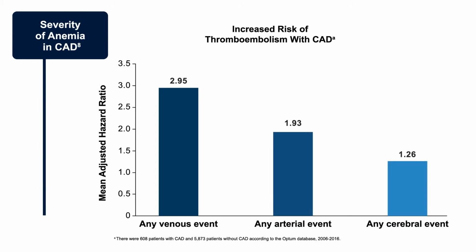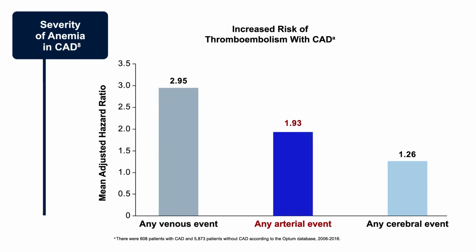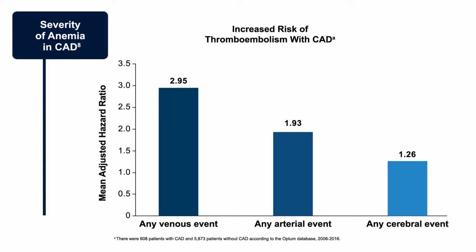These patients also have an increased risk of developing additional complications outside of anemia and outside of agglutination. They have an increased risk of developing thromboembolism. If we look at venous events, they have a hazard ratio of 2.95. If we look at arterial events, they have a hazard ratio of 1.93. And if we look at cerebral events, they have a hazard ratio of 1.26. Our patients with cold agglutinin disease are prone to venous, arterial, and central nervous system thromboembolic events.